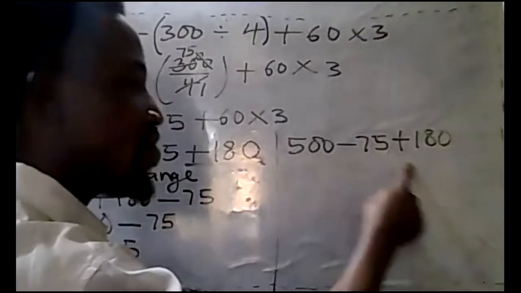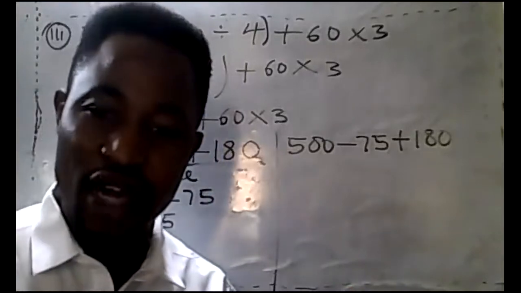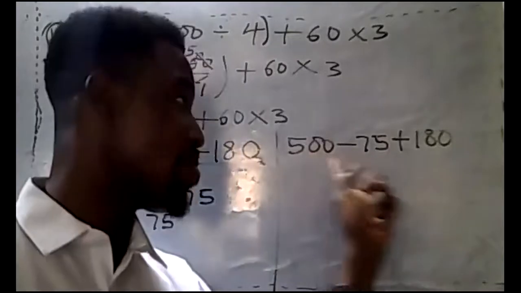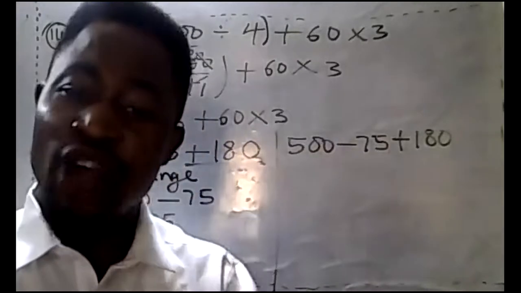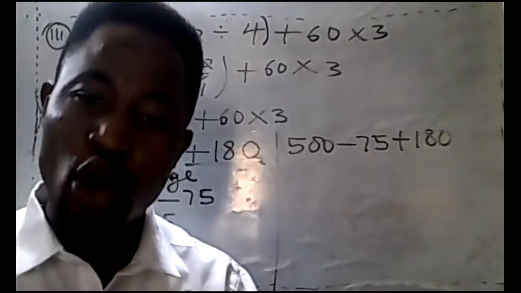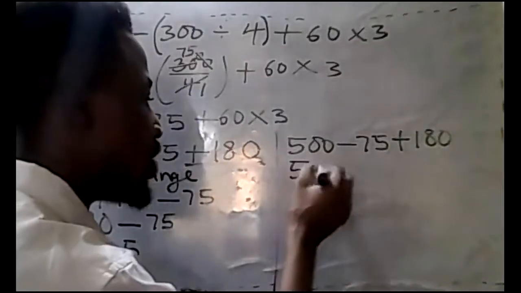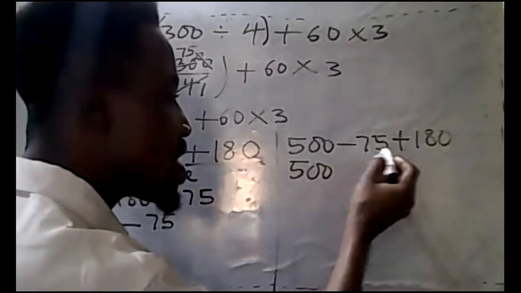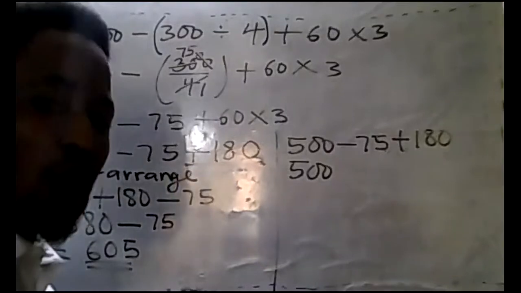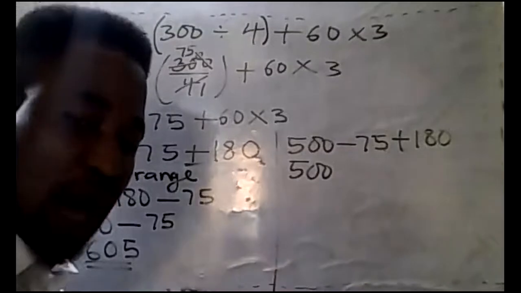You owe 75, you have 180. If you're owing someone 75 naira, that is minus 75, and you have 180 naira, more than enough to pay. Pay the amount you're owing. How much are you left with? So you write your 500, then minus 75 plus 180. You have more than the amount you're owing. So after you have paid the amount you're owing, you still have extra to keep in your pocket.